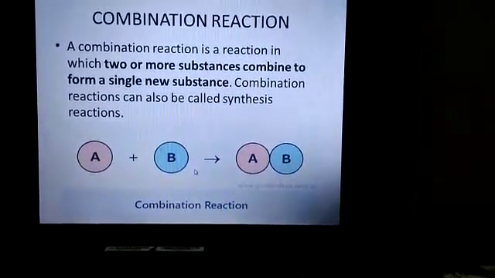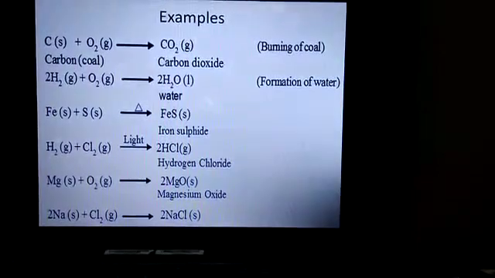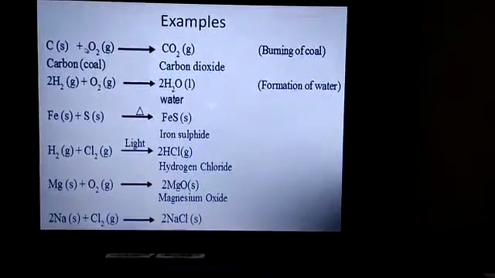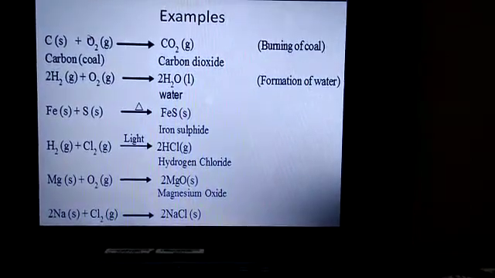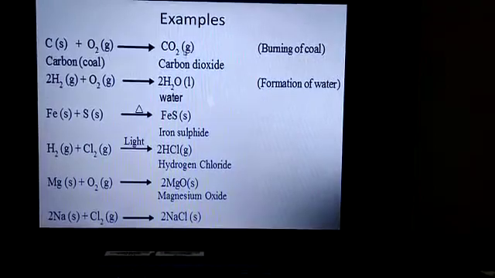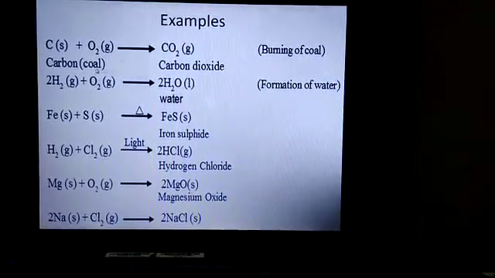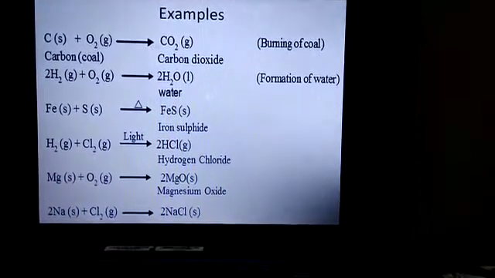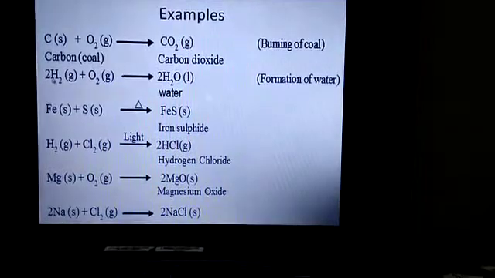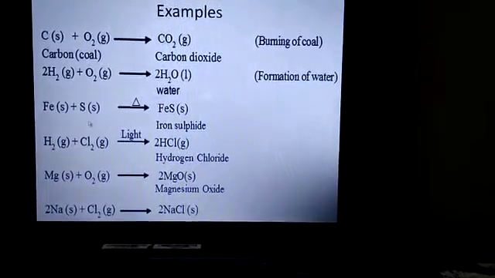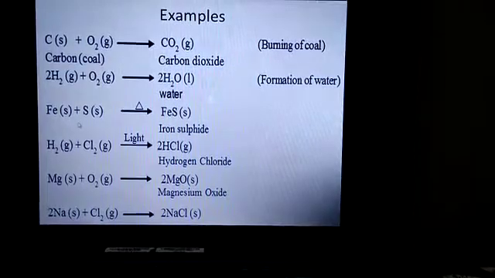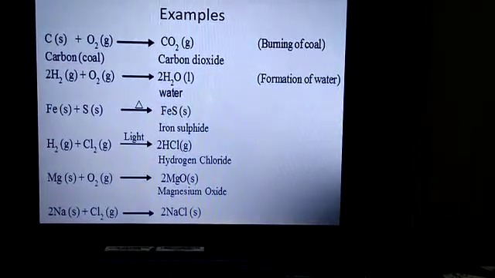Now see the examples. Some examples I have listed here. Just see, students. Carbon combines with oxygen to give CO2, that is carbon dioxide. This is a combination reaction because carbon is combining with oxygen to give carbon dioxide. In the same way, hydrogen combines with oxygen to give water. Similarly, other examples are here and some more examples are given in your textbook also. So just go through them.